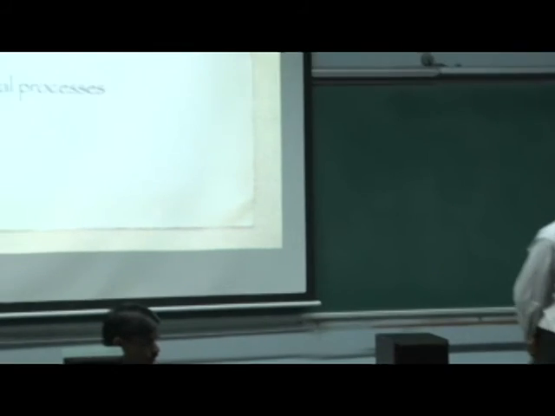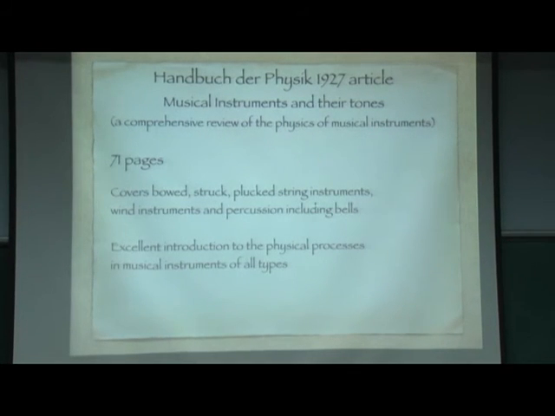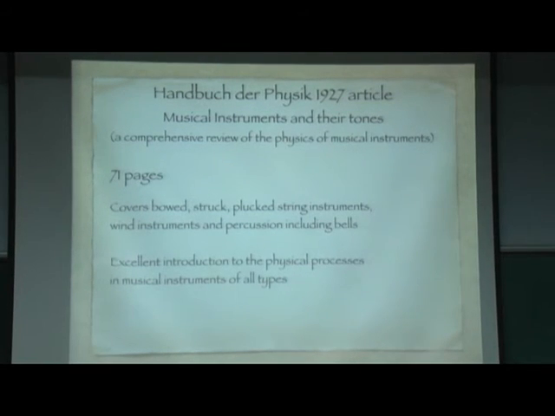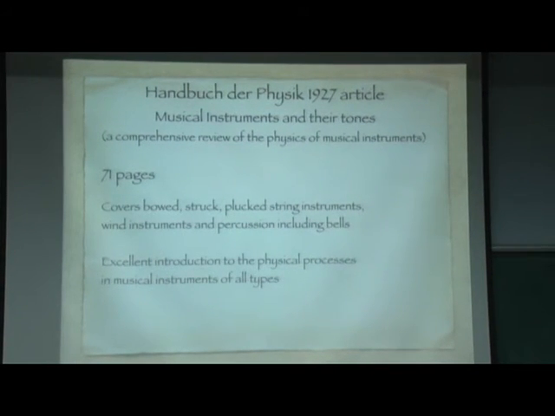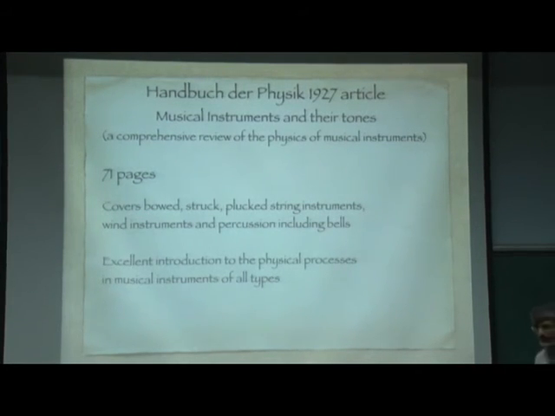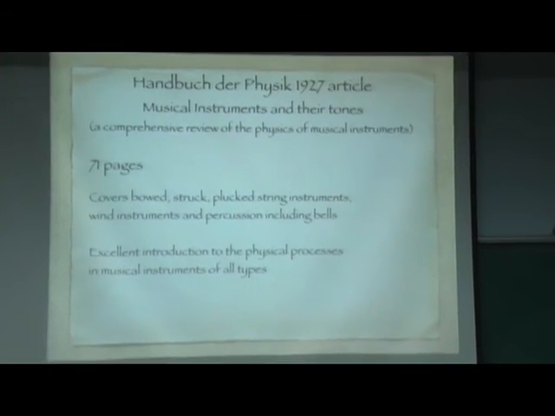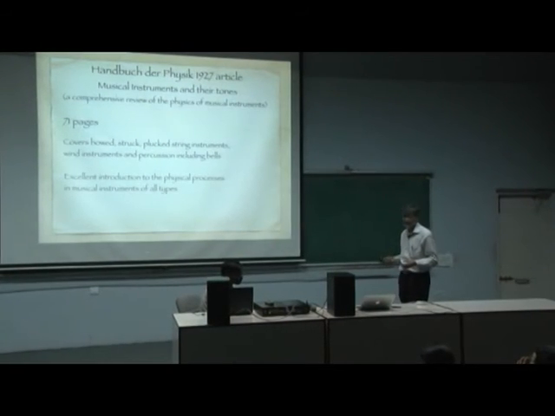To know all about what Raman thought about musical instruments, this is an important compilation of his commentary on all musical instruments, Indian and Western, every single class of instrument that was known at that time. It covers bowed strings, struck strings, plucked strings, wind instruments, percussion, including bells. It is 71 pages, largely with analytical calculations and statements of experimental results. So, anyone who wants to enter this field, this is a good point to start.